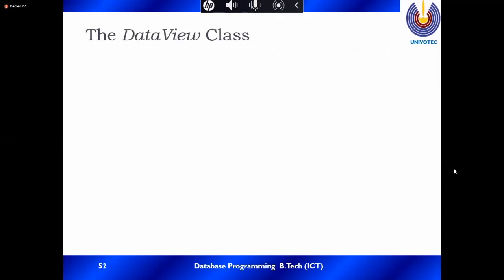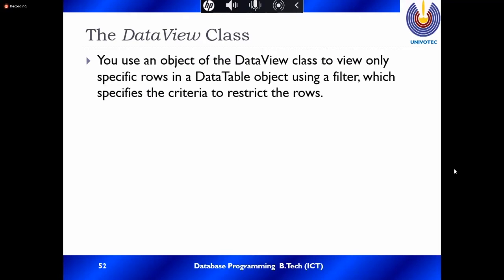Okay, data view. Now, if you only want to retrieve records and only view them in table format in your application, then we need the data view. You use an object of the data view class to view only specific rows in the data table object, using a filter which specifies the criteria or restricts the rows.